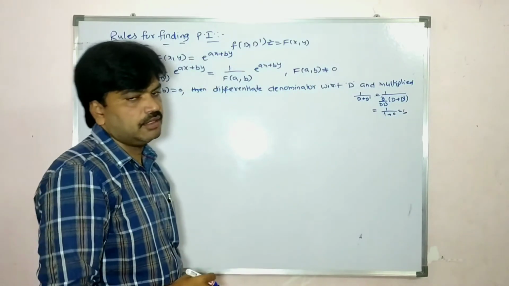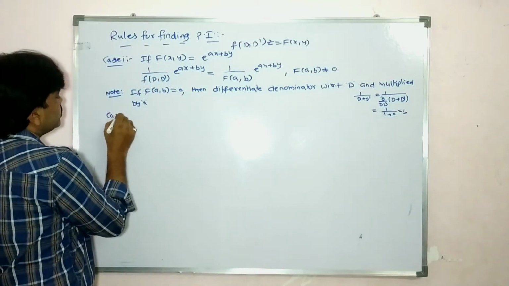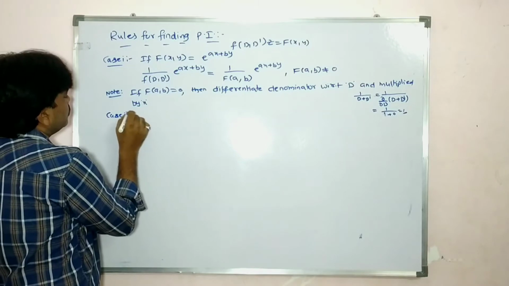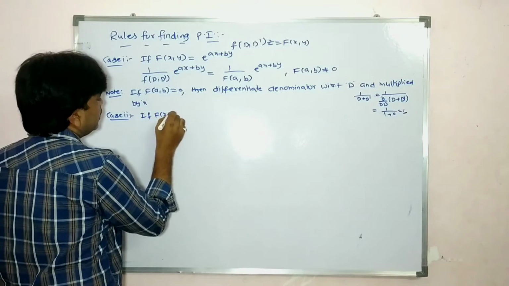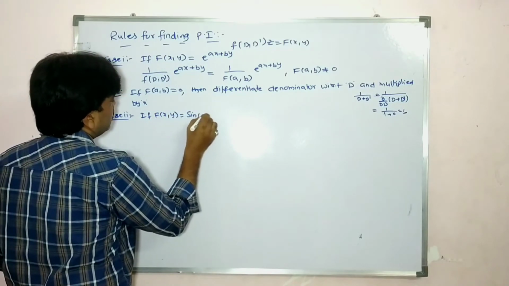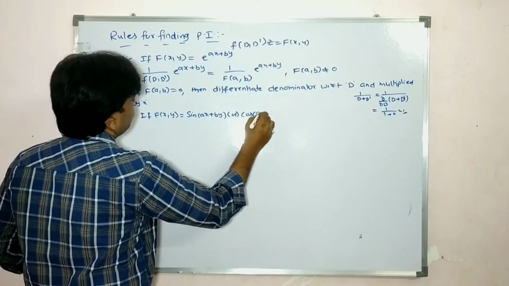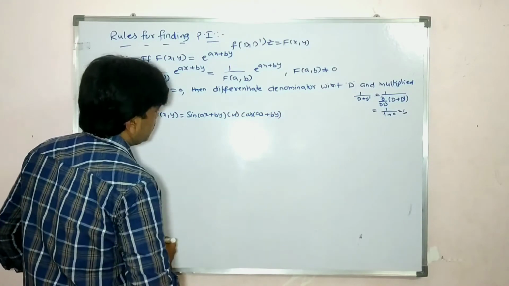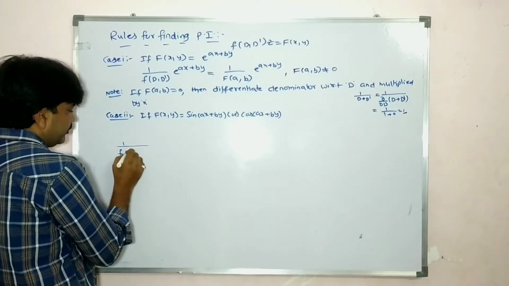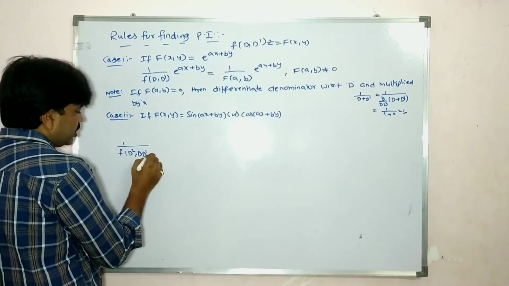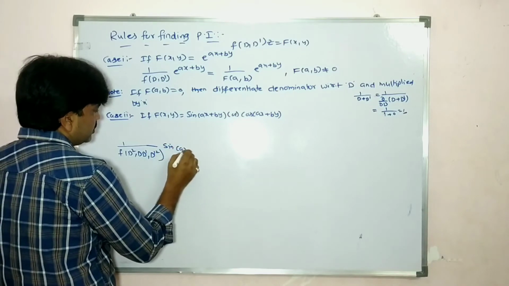Like this. Okay, students. Now case 2. What is case 2, students? If f of x, y is equal to sin(ax plus by) or cos(ax plus by). What is the particular integral? 1 by f of D square, D D dash, D dash square, into, say, sin(ax plus by).